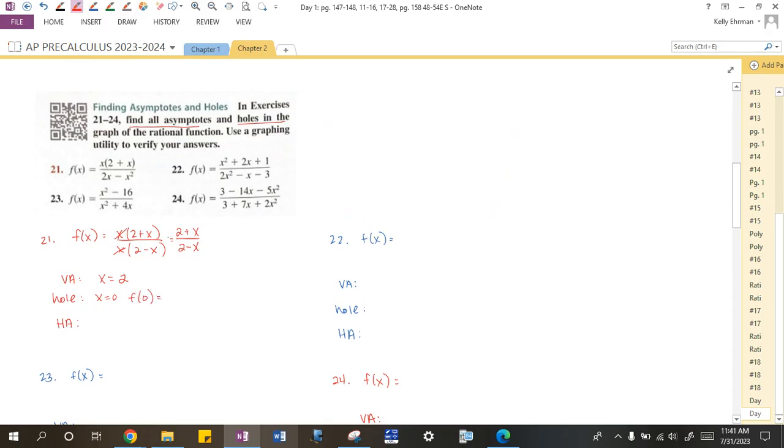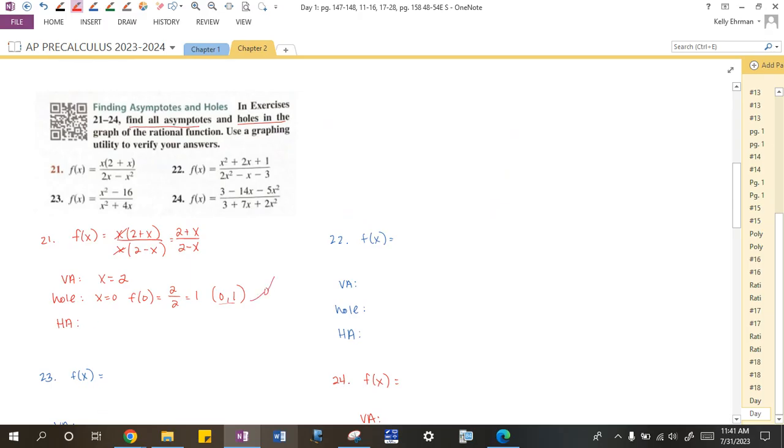So find f of 0, and last thing to remember, if you plug it into the original, you're going to get 0 over 0, which is not 0 and it's not undefined. It's called indeterminate form. More on that in calculus. All that means is you needed to simplify it. So plug 0 into the simplified function and you get 2 over 2. So there's a hole at the ordered pair (0, 1). That point is not on the graph, it's a discontinuity.